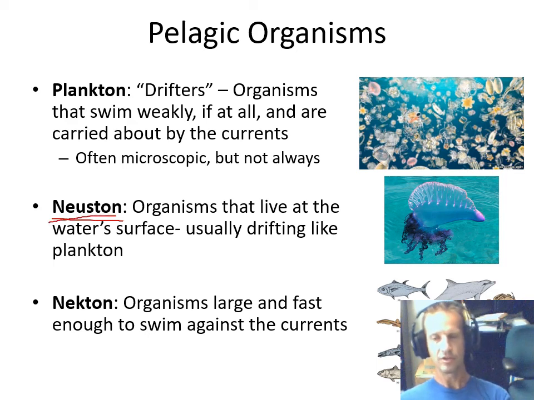I mean, usually neuston are planktonic organisms. Any organism that lives in association with the surface of the water would be considered neuston. And so most of those organisms are planktonic organisms, like this Portuguese man of war, a colonial hydrozoan that drifts on the surface. And then the organisms that are large and fast enough to swim against the currents and go wherever they want to go are considered nekton.